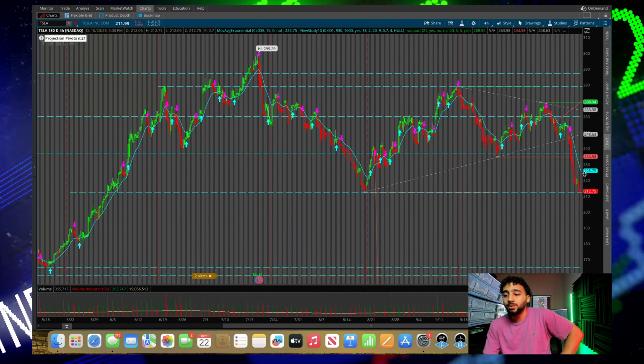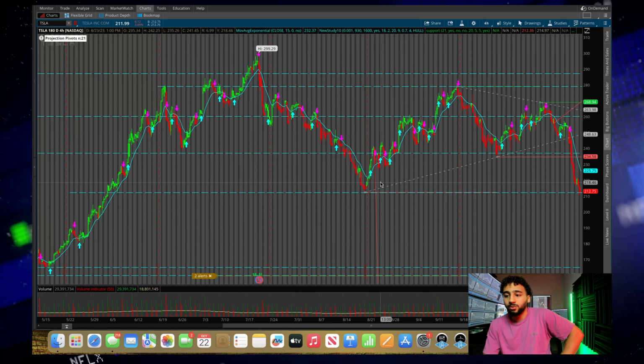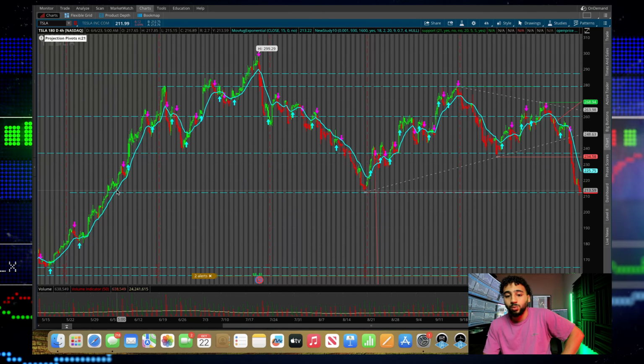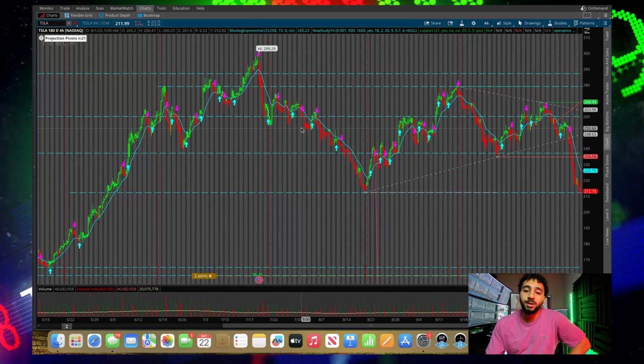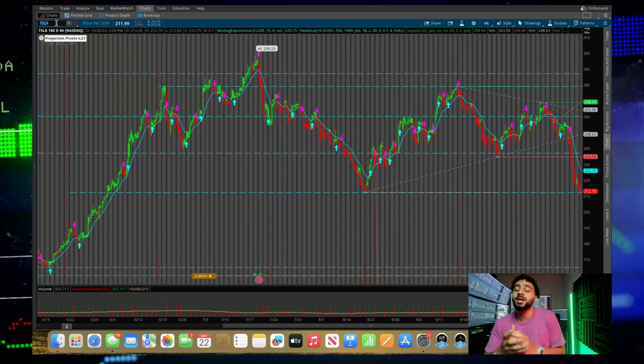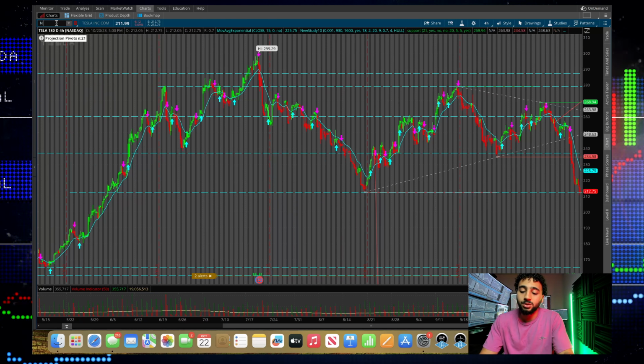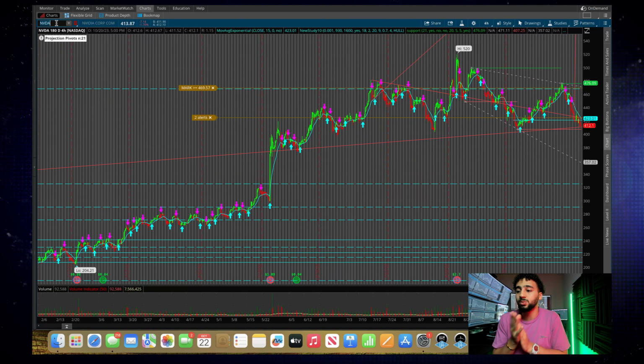This is support level. You usually get a reaction here. As you can see, we've tested it twice here, bounced. We tested it here, bounced. And now we're testing it here from Friday. And let's see if we bounce this week. I am watching Tesla, though, to the downside. Am I going to watch the bounce? Possibly. We'll see how the market sentiment is this week.